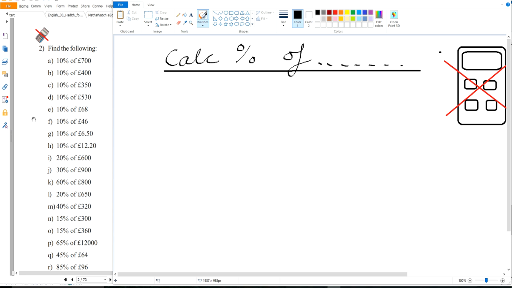Okay, welcome back, folks. We are now working out how to work out percentages of a number without using a calculator. First of all, what we need to understand is how we work out the common percentage values.